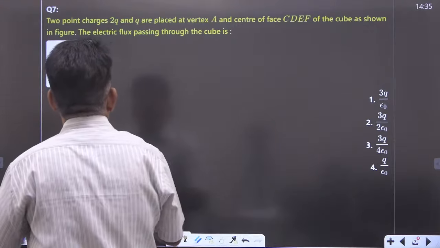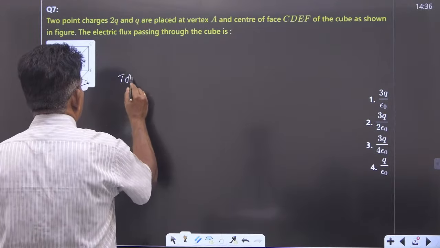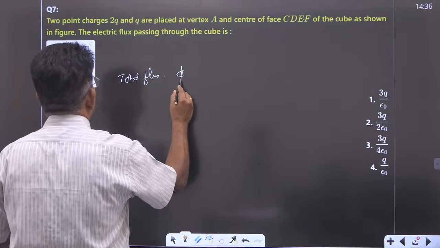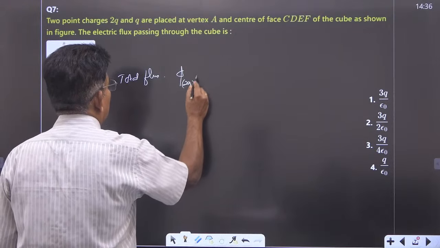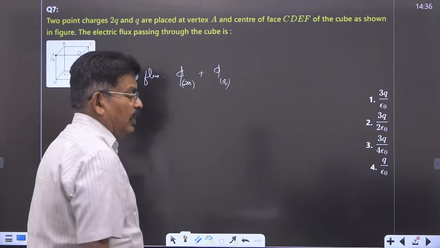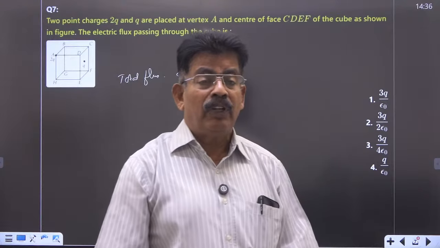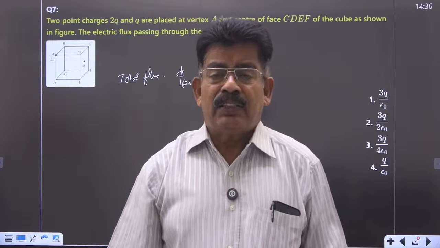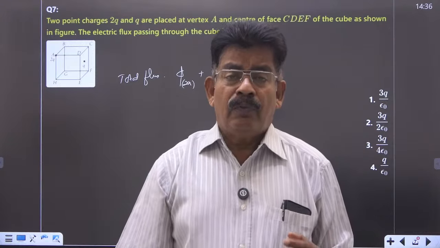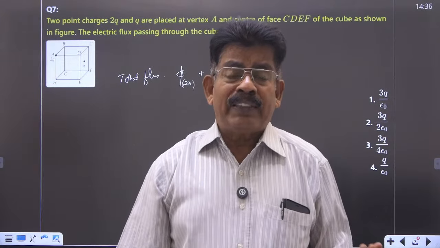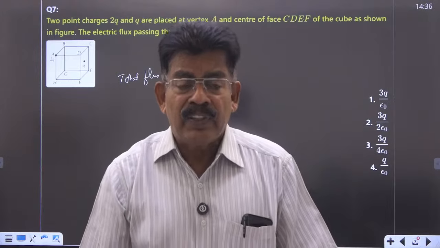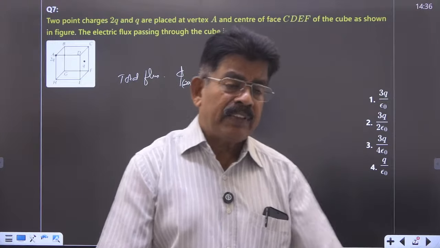Therefore, we have to calculate the total flux. Total flux is equal to flux due to 2q charge plus flux due to q charge. That's the first point. Both fluxes will be added up without any direction, simply an algebraic sum. What do I mean by the word algebraic sum? Flux may be either emerging out or entering. Emerging flux is taken as positive, entering flux is taken as negative. So here both fluxes are emerging.